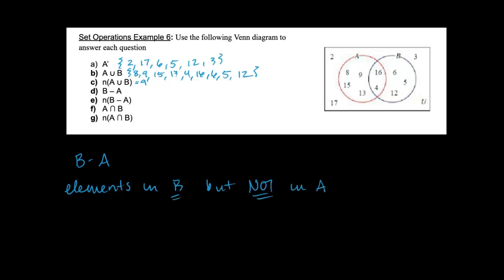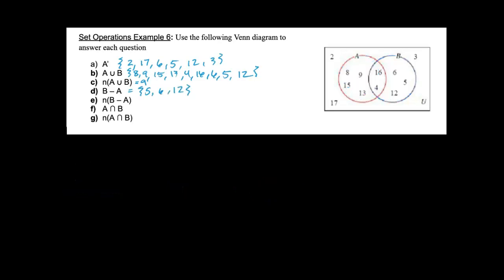So that means we want to look at B, which is right here, but we want to get rid of anything that's in A. So I can cross off all of A, and so what's left over here is going to be the set with 6, 5, and 12. Or I could write it in order, 5, 6, and 12. And then this next one, I want to find the number of elements because I see this little n here. That means the number of elements in B minus A. Well, there were 1, 2, 3 elements in that set, so we're just going to write 3.